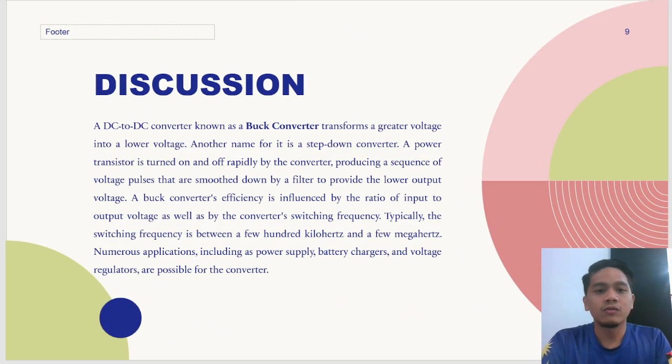I continue for the discussion. A DC to DC converter known as a buck converter transforms the voltage into a lower voltage. Another name for it is a step down converter. A power transistor is turned on and off repeatedly by the converter, producing a sequence of voltage pulses that are smoothed by a filter to provide a lower output voltage.